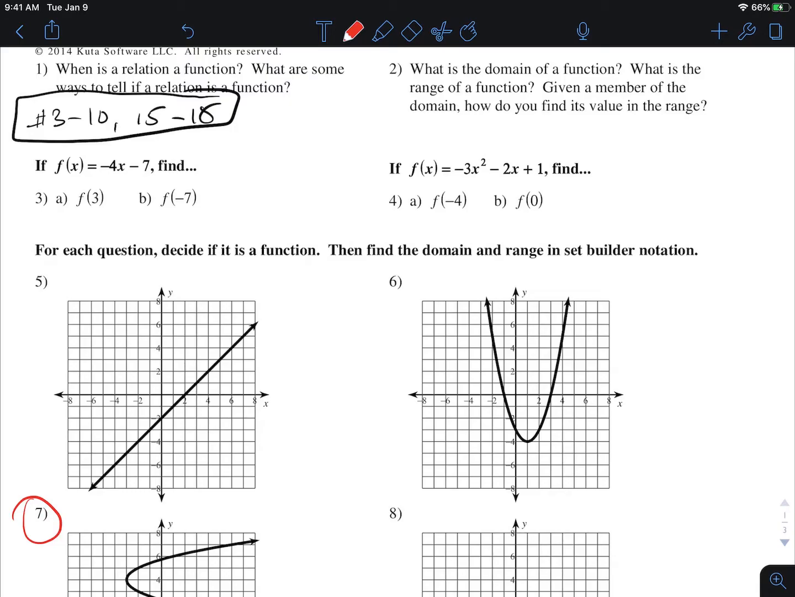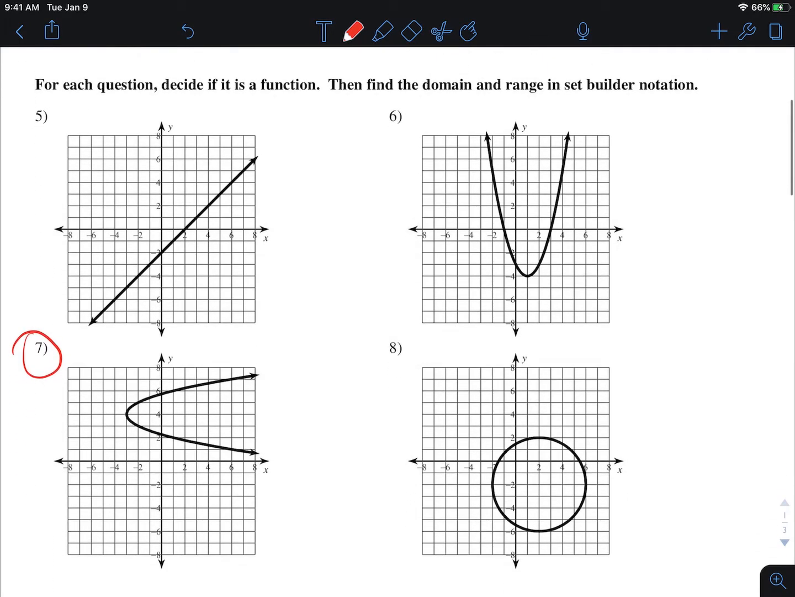So let's start at 7. Okay. I think I did the domain in red, right? Yeah. Okay. So I'm gonna try and contain this, right? So I know my x values are never gonna go less than -3, right?